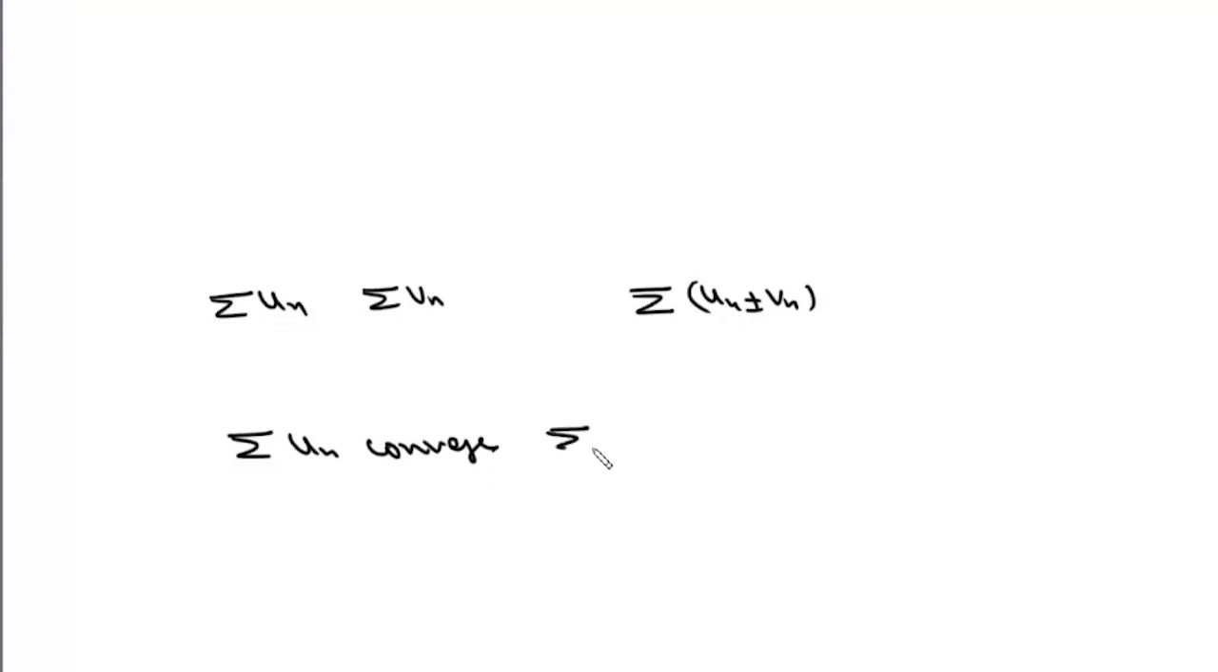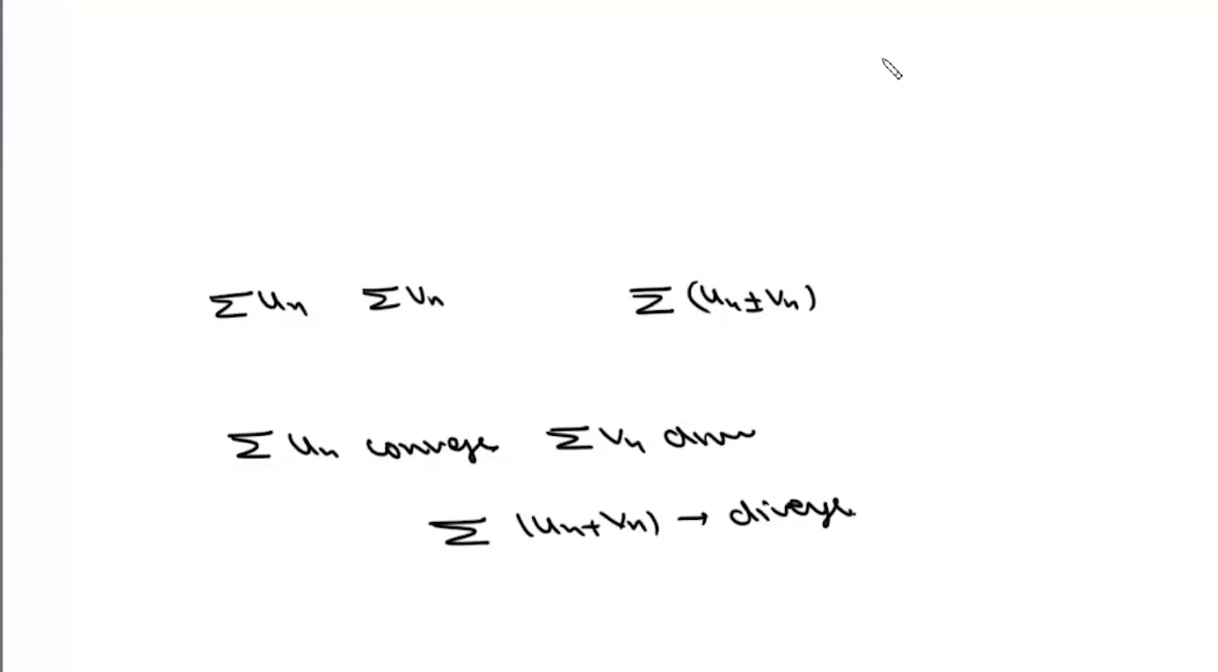Now the fourth theorem is, if we have two converging series, summation un and summation vn, then summation un plus or minus vn will also be a convergent series. So if we add or subtract two convergent series, then the resulting series will also be a converging series. And finally, the fifth theorem is, if summation un converges and summation vn diverges, then the sum un plus vn is going to diverge.